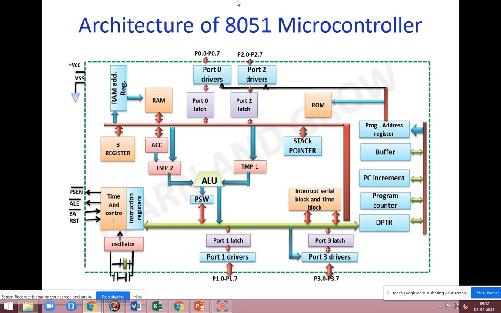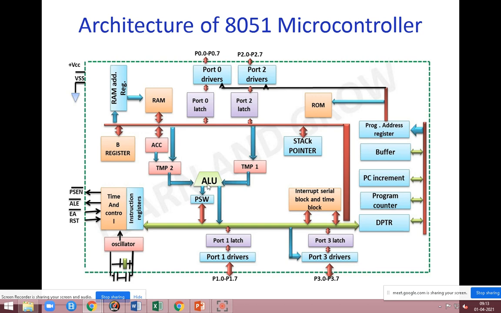Here the architecture of the 8051 microcontroller has the accumulator and the B register, which are used for getting the input data on which any operation has to be performed. That data will be available in the B register as well as the accumulator. Then this is temporary register 1 and temporary register 2. Temporary register 2 will hold the data on which the arithmetic logic operation is going to be performed.